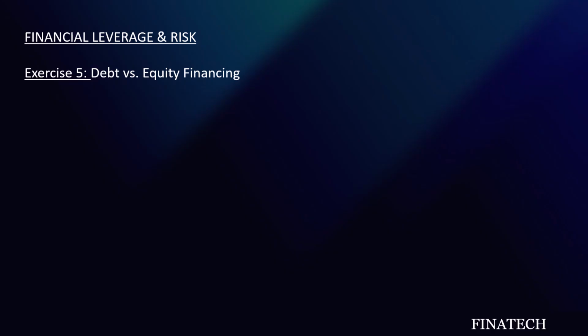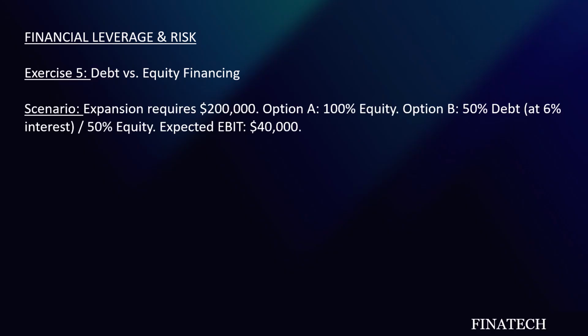Financial leverage risk. Debt versus equity financing. Scenario: expansion requires $200,000. Option A: 100% equity. Option B: 50% debt at 6% interest and 50% equity. Expect an EBIT of $40,000.